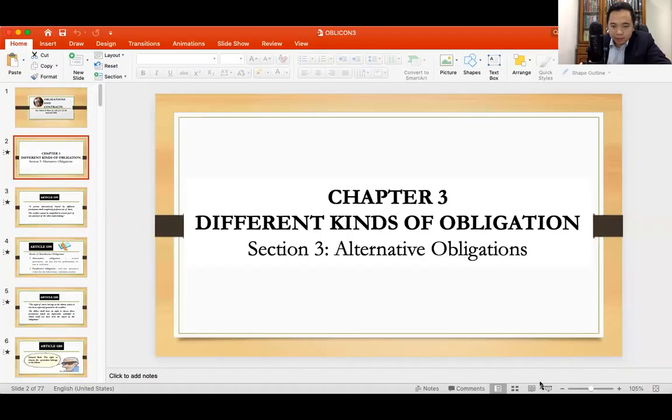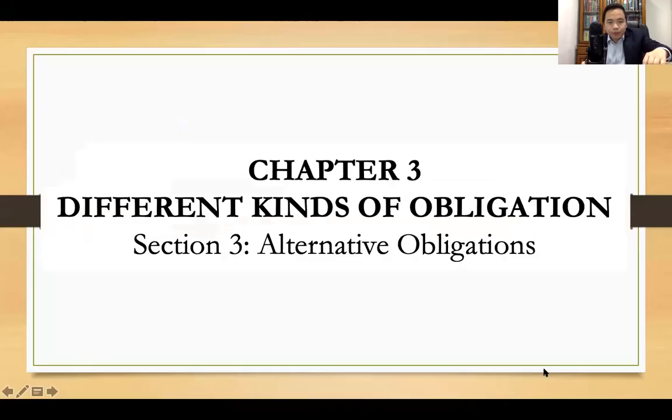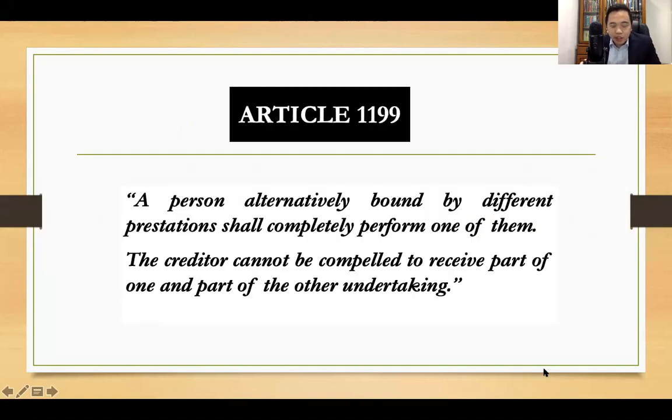Let me share my screen. Okay, we're still on the different kinds of obligation. Section 3 is alternative obligations. We start with Article 1199.